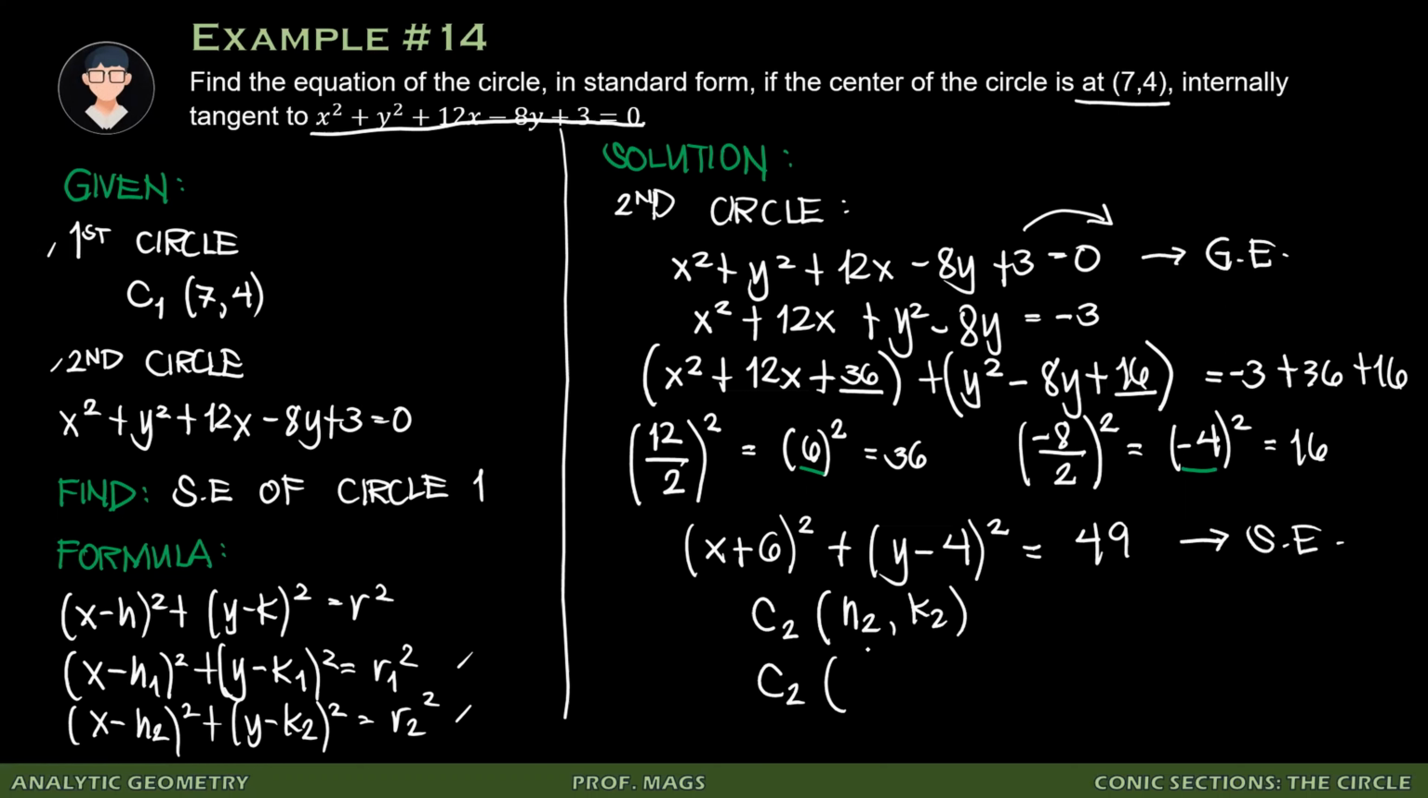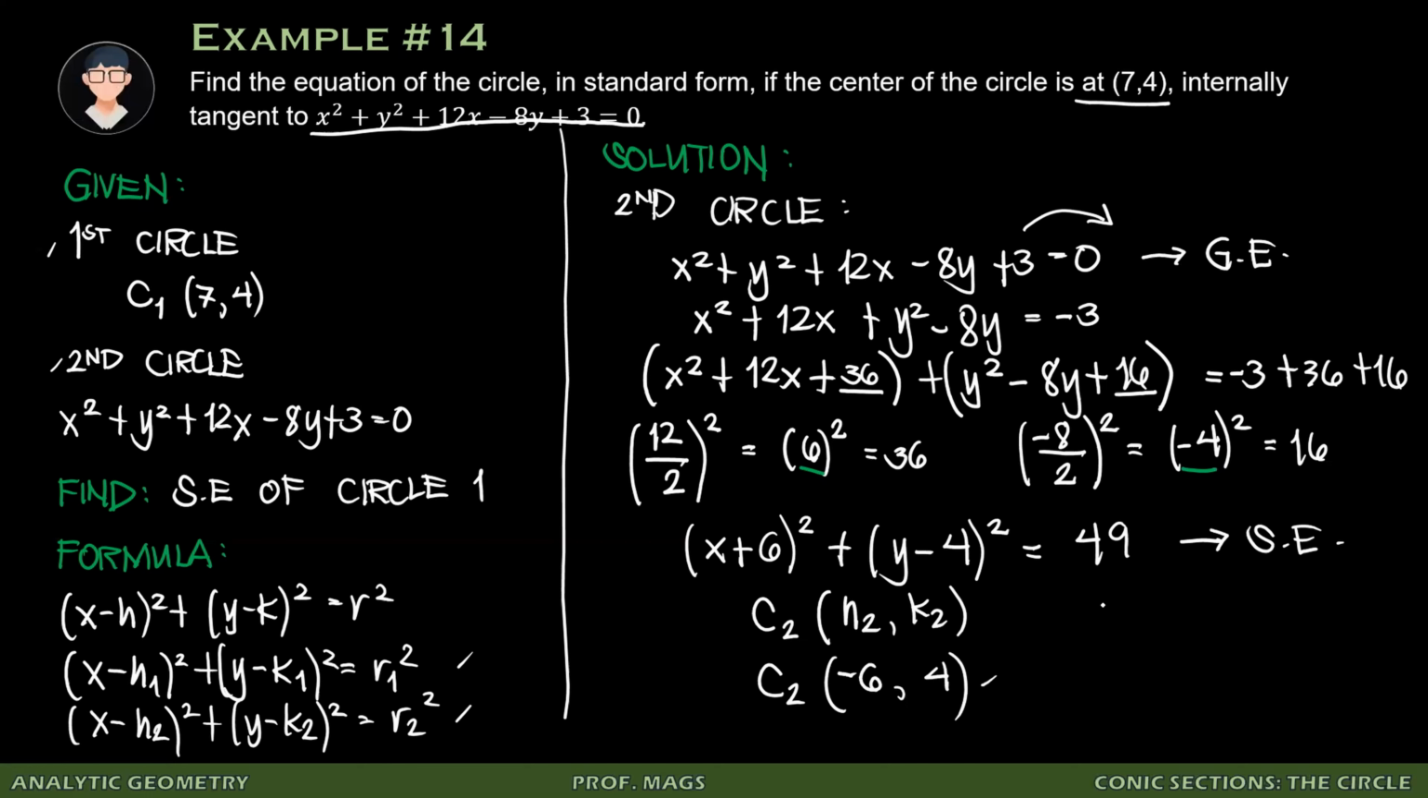No. What you're going to do is to get the inverse of 6. Ano bang kabaliktaran ng 6? Ano bang kabaliktaran ng positive 6? Di ba negative 6? So, yan ang ilalagay mo. Dito naman sa case of 2, ano bang kabaliktaran ng negative 4? Ano yung opposite sign? Di ba positive 4? So, we write 4 here. So, we already got the center of circle number 2 or the second circle.